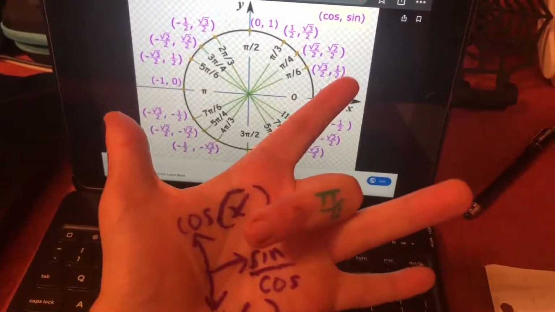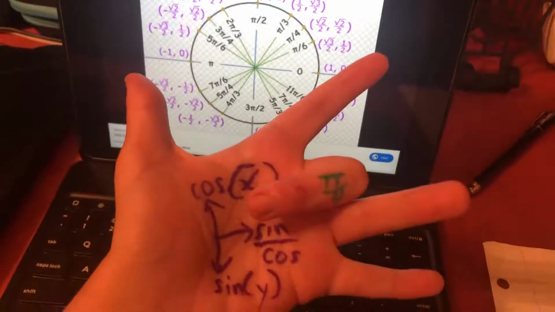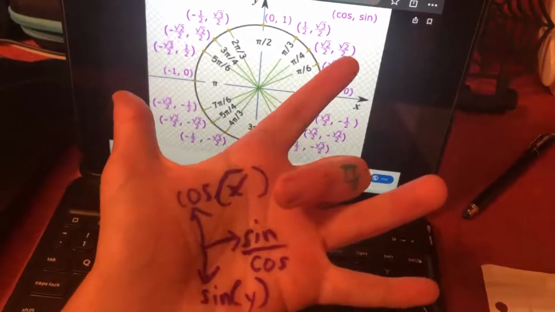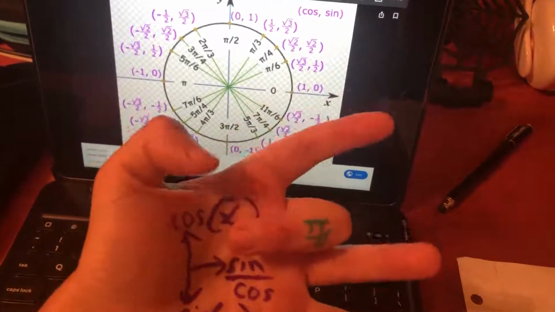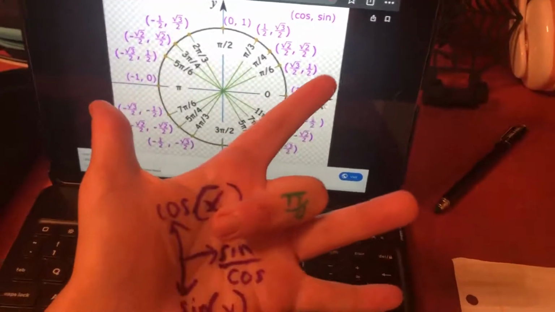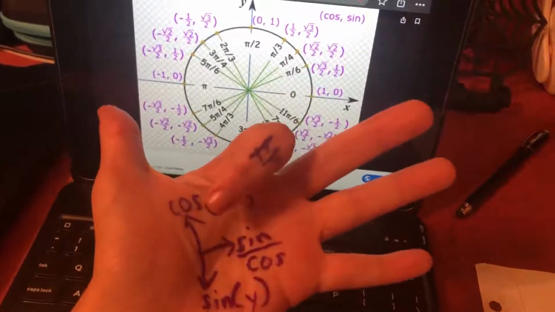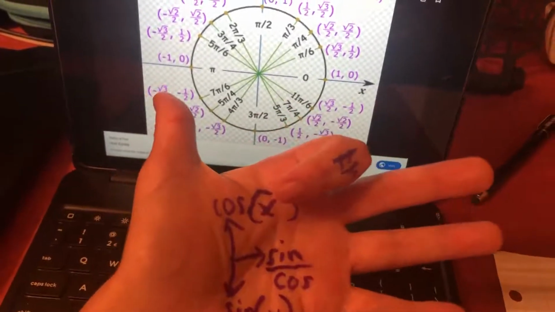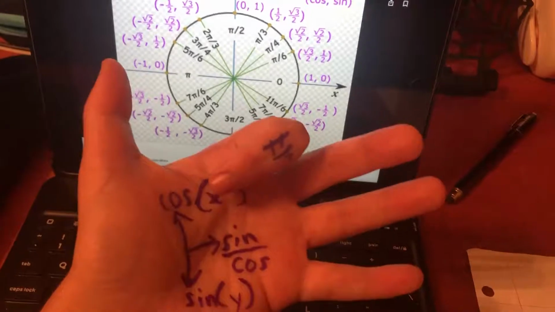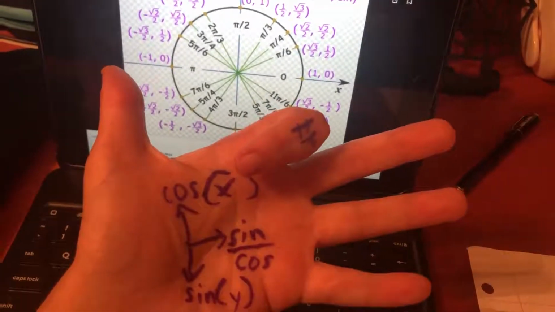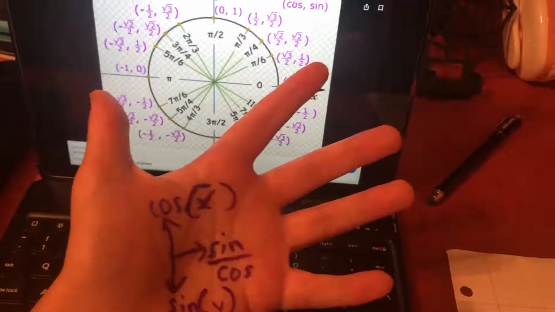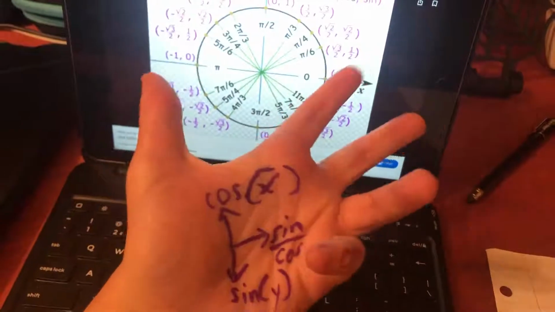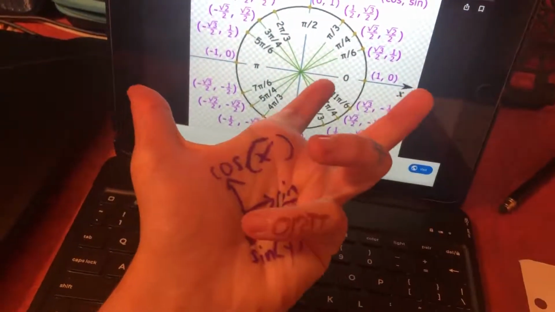When we go to pi over 4, it's pretty nice because it's always square root of 2 over square root of 2. And both of them are basically square root of 2 over 2, comma, square root of 2 over 2. Yay! Simple. The next one is pi over 3. That means that this coordinate is going to be 1 over 2, comma, square root of 3 over 2. Simple.